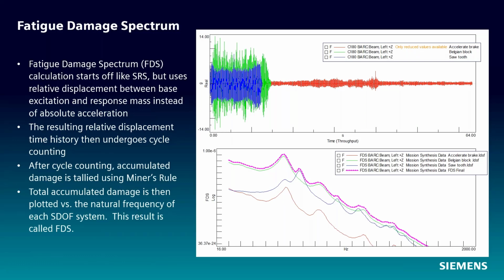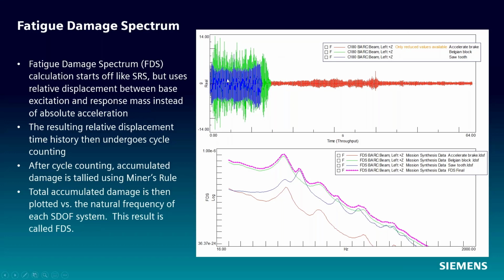Some of you out there may be familiar with shock response spectrum, or SRS, and the FDS calculation starts off a lot like SRS, but instead of using the absolute acceleration of a series of single degree of freedom systems, we use relative displacement for FDS.